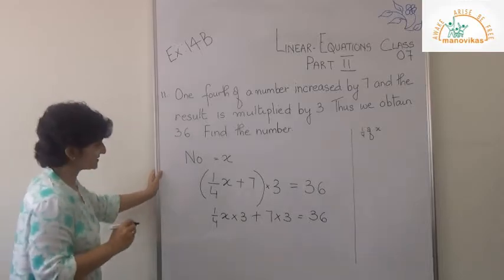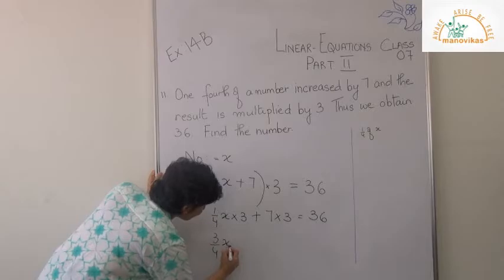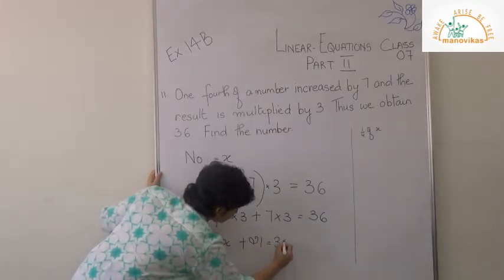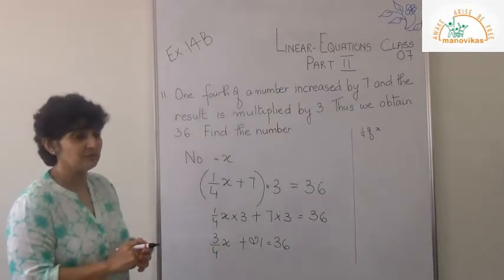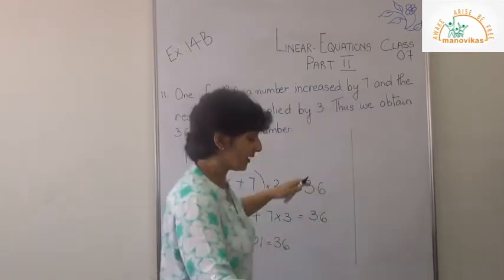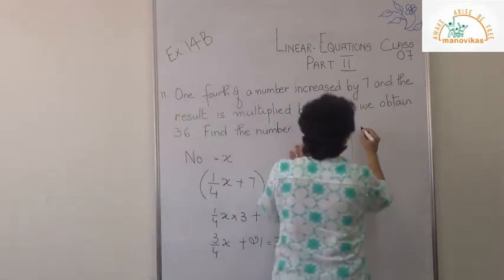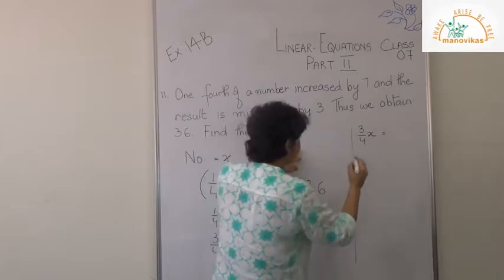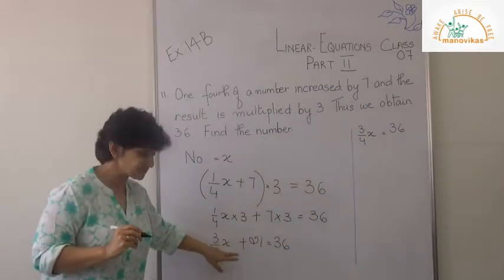Which is equal to 36. What's my next step, children? I get 3 upon 4x. Plus 3 sevens are 21, which is equal to 36. Since I don't have space here, let me move that side. Now what do I get? Let's bring the like terms together. So I get 3 upon 4x is equal to 36. Now you will tell me, children, plus 21.